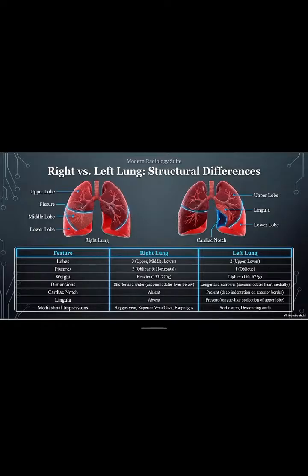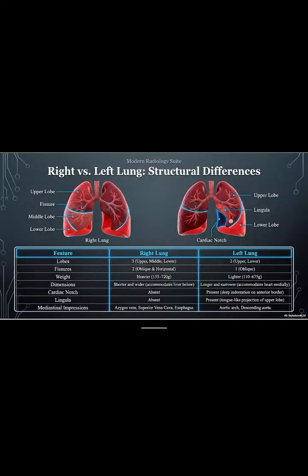Let's talk about the lingula. The lingula is absent in the right lung, but is present in the left lung. The lingula is a tongue-like projection from the superior lobe or the upper lobe. Look at where the lingula is. It is from the superior lobe or the upper lobe, and this is the lingula.